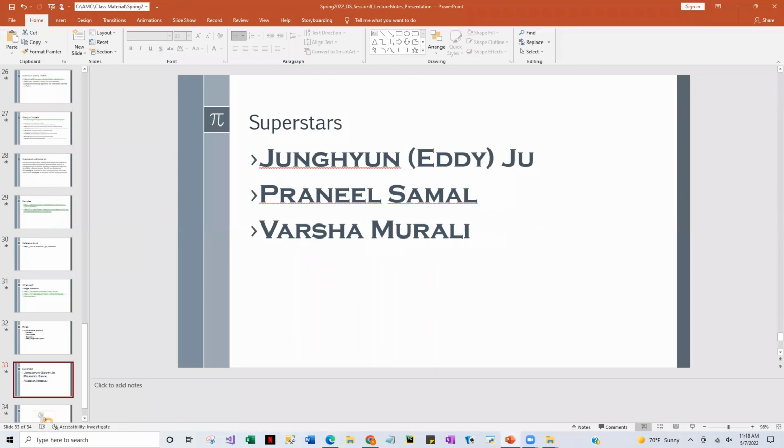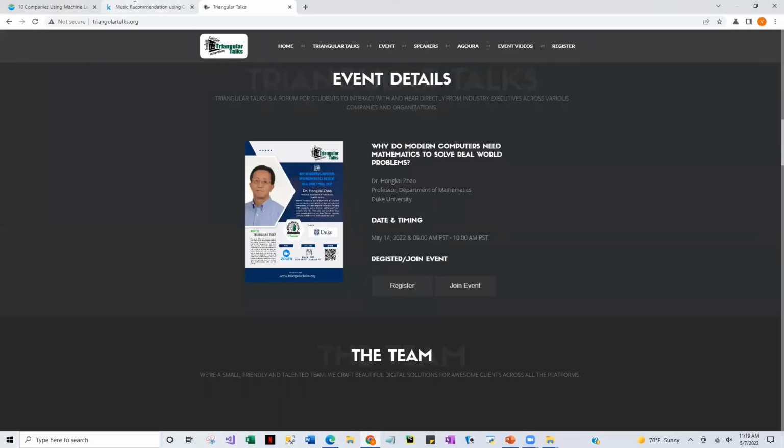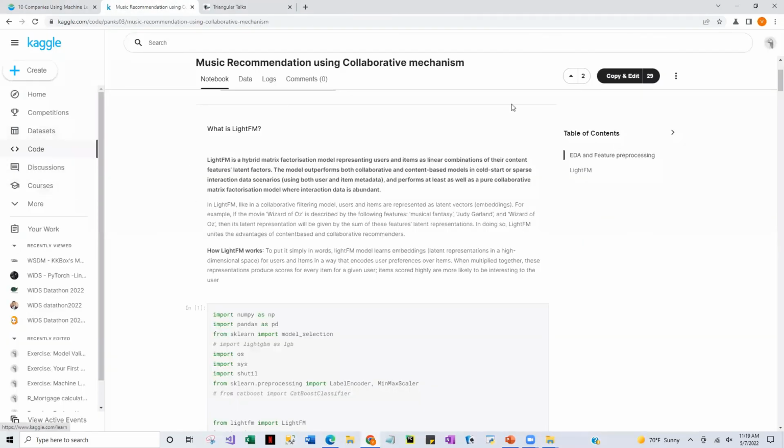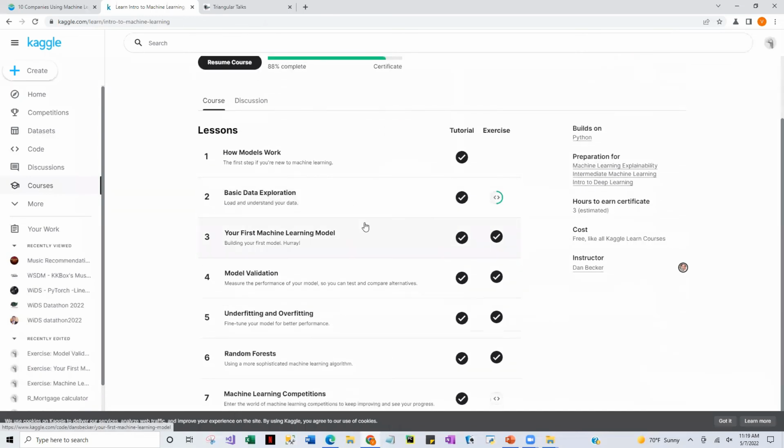And I have a homework for this week. I'm going to show you that. What I want you to do is go to Kaggle and complete this machine learning course. Like what you did for pandas, do the same thing for the machine learning course. They have the introduction course and the advanced course. Whatever you want to do, you can do it, but I'll just start with the introduction course.